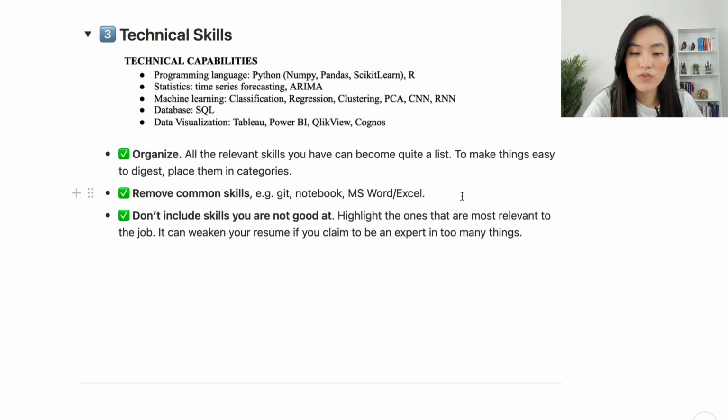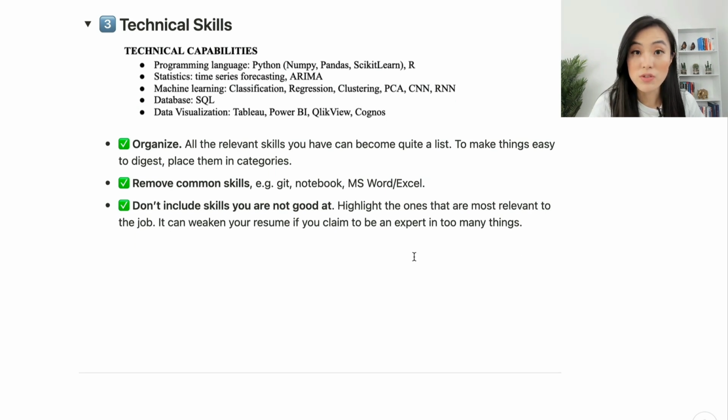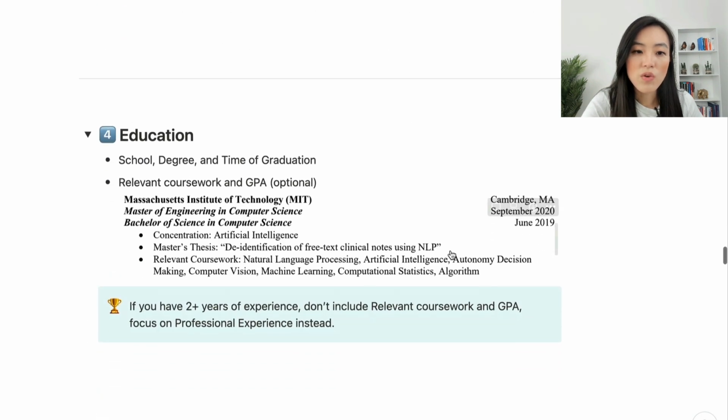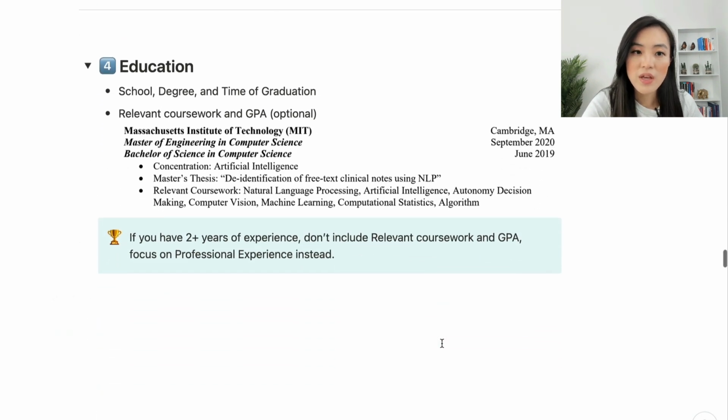Also, it's helpful to remove common skills such as Git, Notebook, MS Word, and Excel, because these skills are not super relevant to data science, and adding these skills does not help increase the competitiveness of your resume. Lastly, we want to be selective of the skills you include in this section. Don't include skills you are not good at. We want to highlight the ones that are most relevant to the job. It can weaken your resume if you claim to be an expert in too many things, because this is just not convincing.